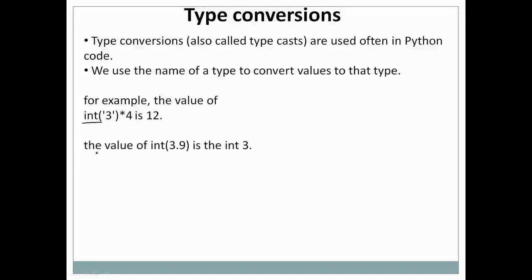One more example here: the value of int(3.9) is the integer 3. As you know, int simply truncates the fractional part. So .9 has been truncated and only 3 is written. So int always converts the other type into integer. In the first example, we have converted a string into integer, and in the second example, a floating point number has been converted into integer. Now let me show you the same example on the shell. I'll execute the same thing on the shell to check how it works.